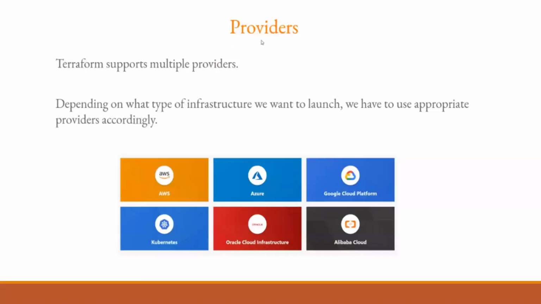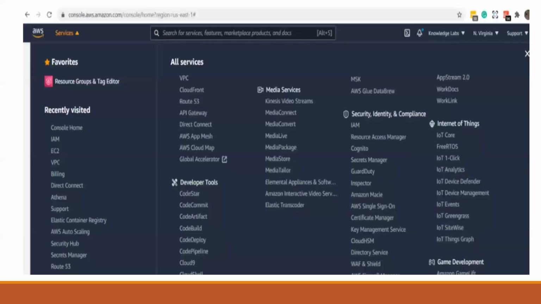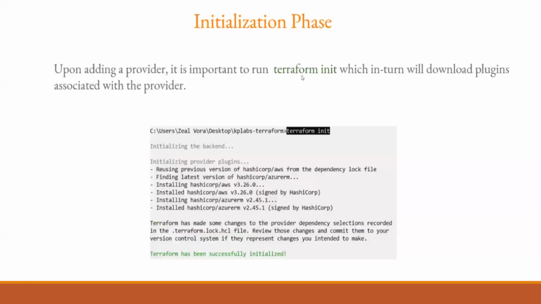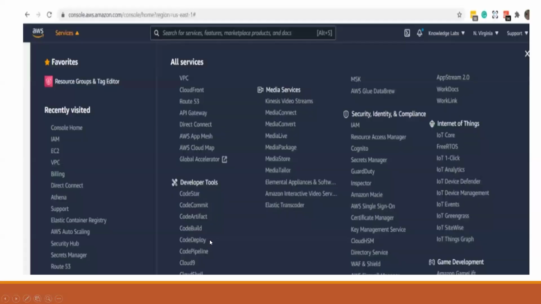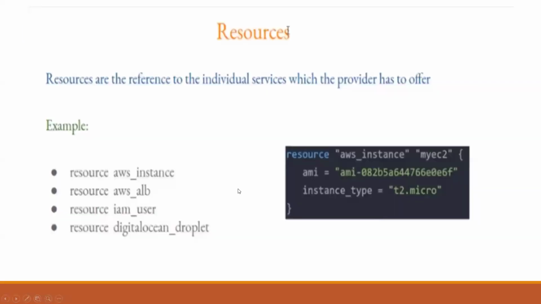Terraform supports multiple providers depending upon what type of infrastructure we want to launch. So we have to use the appropriate providers accordingly. Upon adding the provider, it is important to run terraform init, which in turn will download the plugins associated with each provider. So which resource do you want to install? Resources are the references to the individual services which the provider has to offer: AWS resource, AWS underscore instance, AWS underscore ALB, IAM user, DigitalOcean droplet.